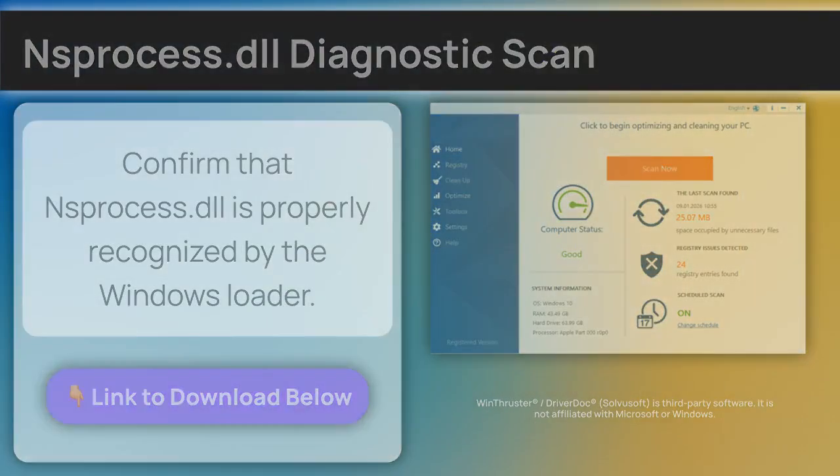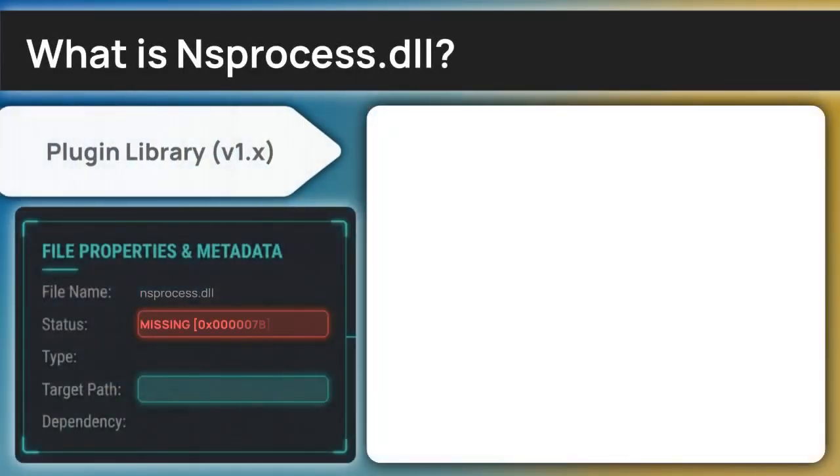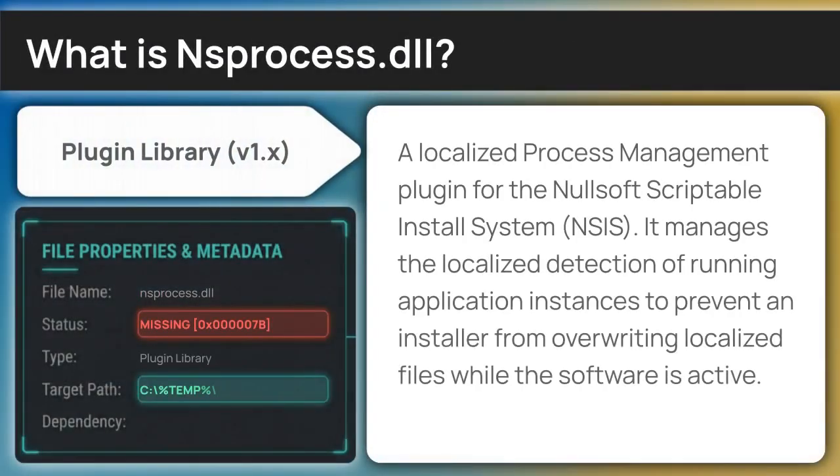This is the Nsprocess Library, a localized process management plugin for the Nullsoft Scriptable Install System, NSIS. It manages the localized detection of running application instances to prevent an installer from overwriting localized files while the software is active. Let's transition to the solution, starting with the official Microsoft redistributable.